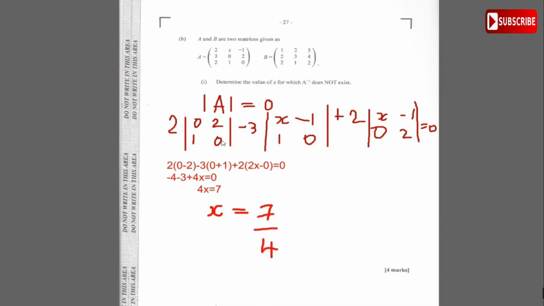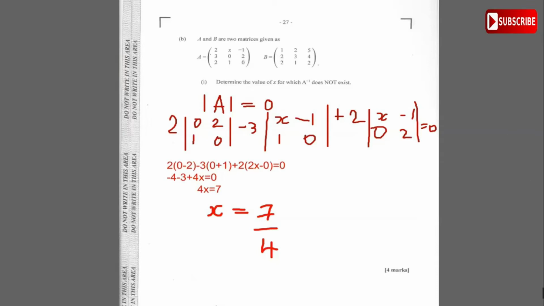So just to check it again. Yep, that looks good. 0, 2, 1, 0, that's fine. This is x minus 1, 1, 0, that's fine. And this is x minus 1, 0, 2. So we're good here. Good.